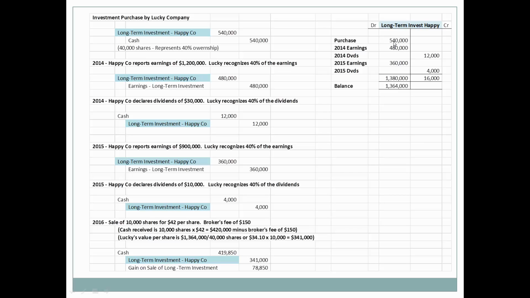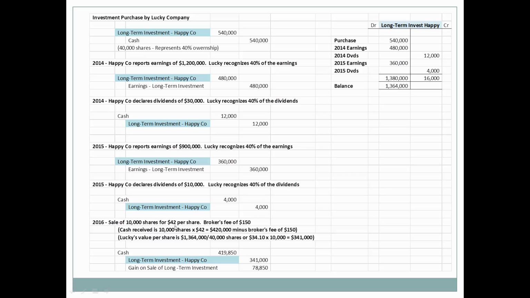So we have our original purchase. We're recognizing that our investment went up when they reported earnings, went down when they reported dividends, went up when they reported earnings, went down when they reported dividends. Add up all the debits, add up all the credits, take the smaller from the larger, and so now for those 40,000 shares, the balance of the investment on Lucky's books is $1,364,000.